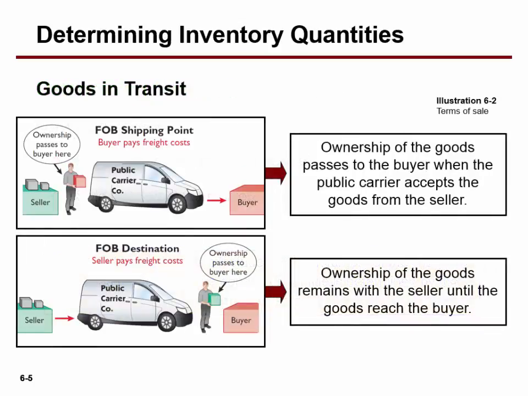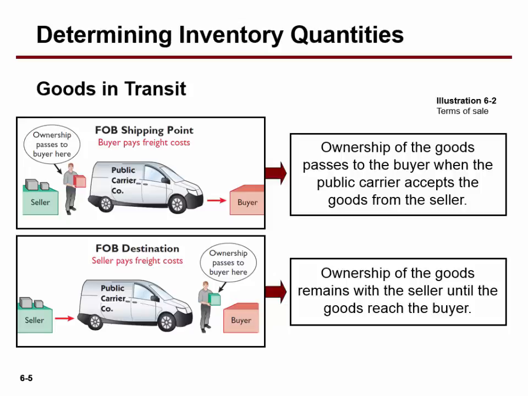So we look at the terms here, and if it's free on board shipping point, that means the buyer pays. The buyer paid this guy, right? And title transfers to the buyer as soon as they are picked up. So if the items are picked up on December 23rd, but they don't arrive until January 3rd, we still include those in the buyer's inventory at December 31st, even though they haven't touched the items yet, right? Because we arranged for this person to pick up these goods.